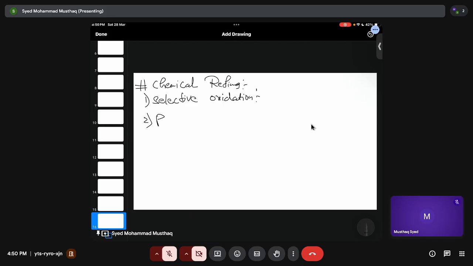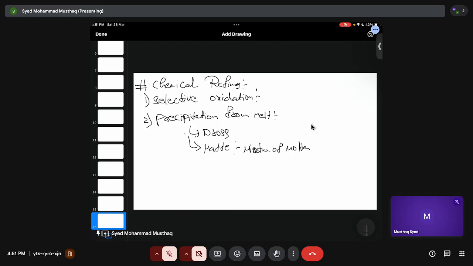Now, how does the precipitation from melt happen? So impurities in your molten metal can be precipitated out. Now, how do you precipitate them out? Either you form the dross or you form the matte. We know what matte is. Matte is a mixture of molten sulfides. That means it is formed by adding sulfur. You add the sulfur, you form the sulfides, and you take it out from the metal because sulfides have less density.